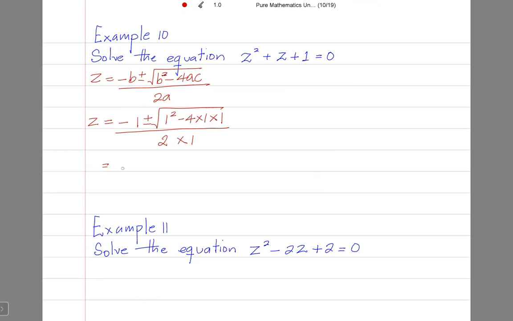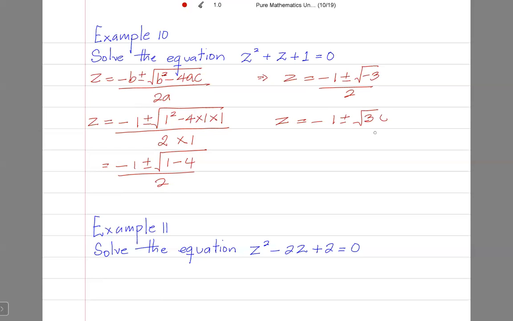We're going to end up with minus 1 plus or minus the square root of 1 minus 4, all over 2. So z is equal to minus 1 plus or minus the square root of minus 3, all over 2. Z is equal to minus 1 plus or minus the square root of 3i, all over 2.